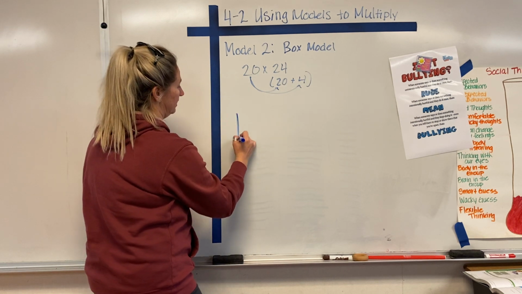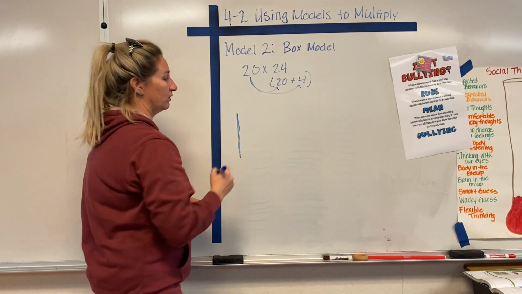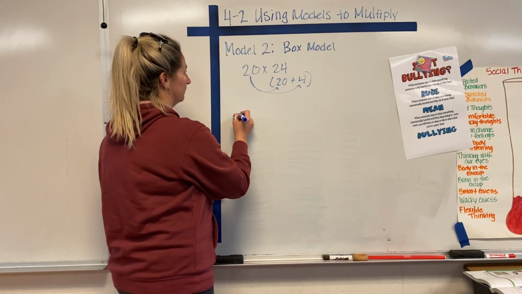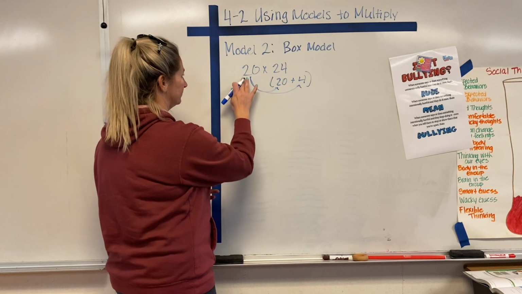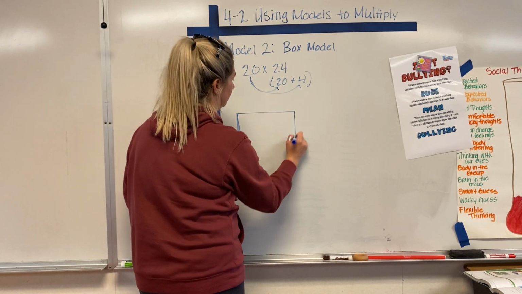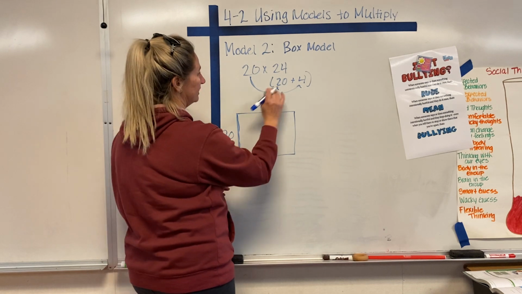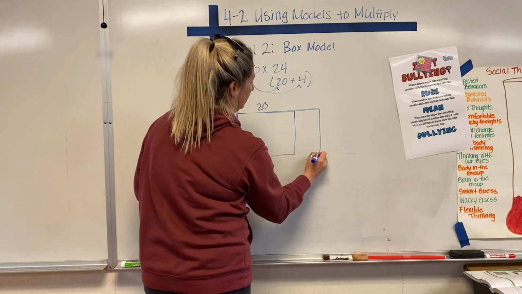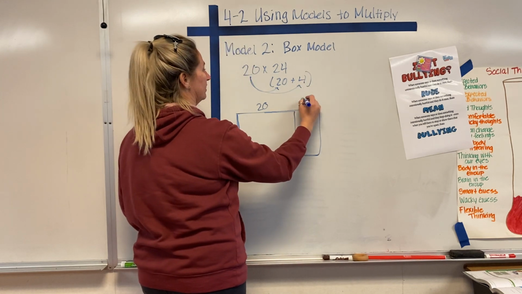But it's going to be quicker than the other problem. So I'm going to draw a box for these numbers. I have 20 on the outside of the box, and then I have a box for my tens, and then I have a box for my ones.